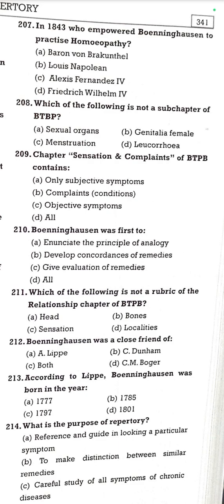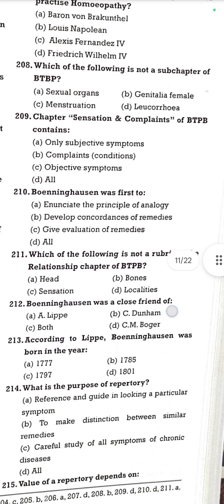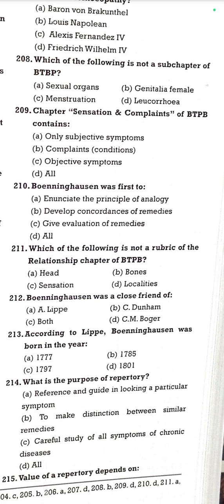213. According to Lippe, Bonninghausen was born in the year 1777. 214. What is the purpose of repertory? First, reference and guide in looking up a particular symptom. Second, to make distinction between similar remedies. And third, careful study of all symptoms of chronic diseases.